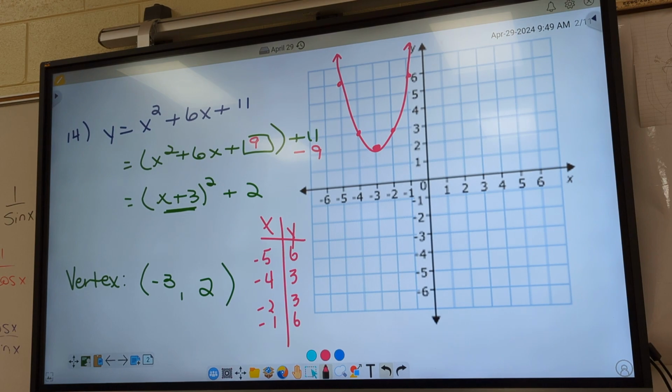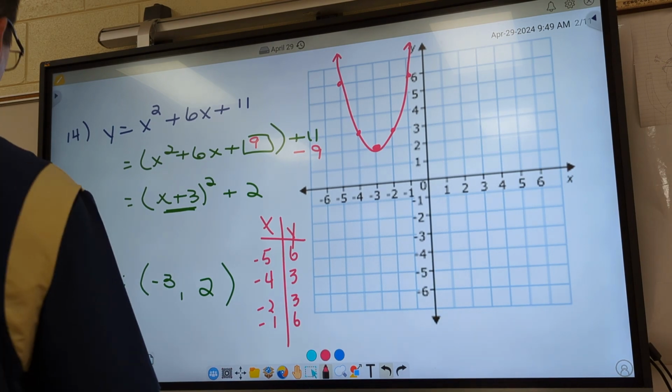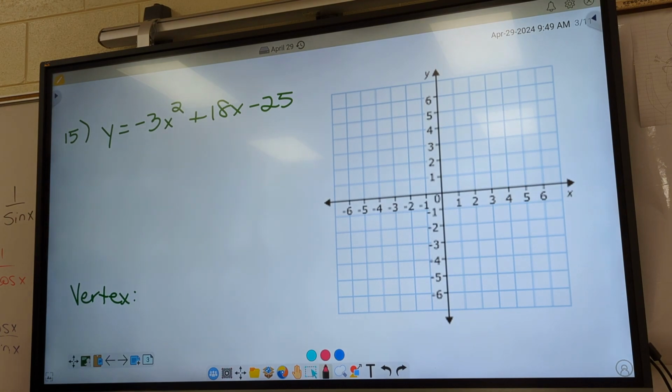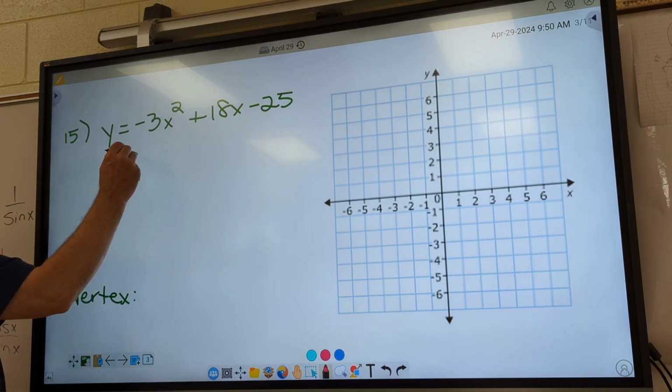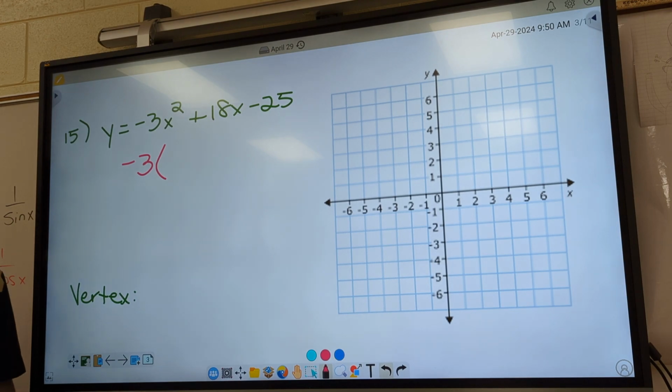All right, so y'all's graph, number 14's on the board. Anybody have a question? All right, I'm going to help you do 15. How is number 15 different? Y'all remember? It's got a -3 in the front. So you have to divide by -3 right here.